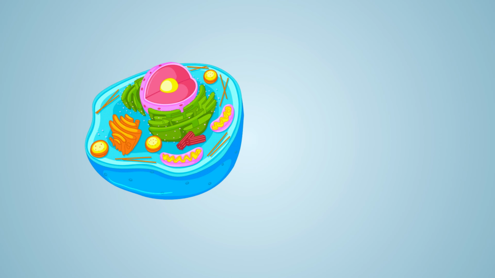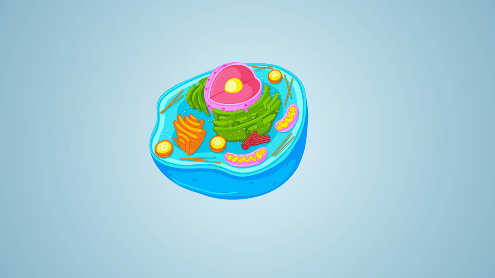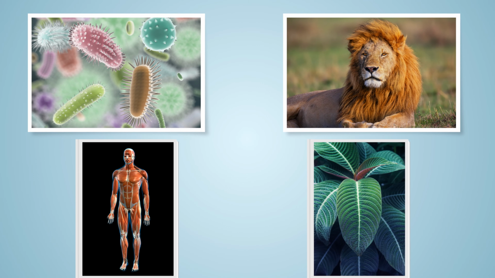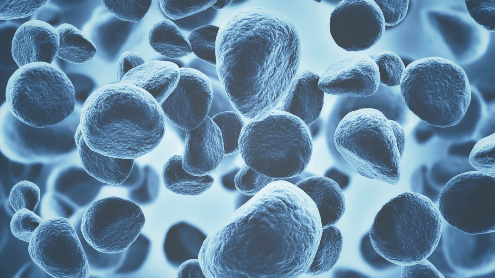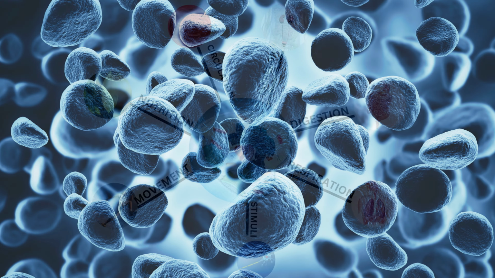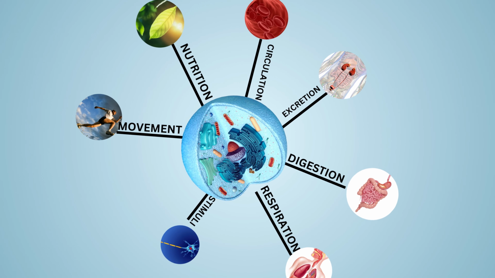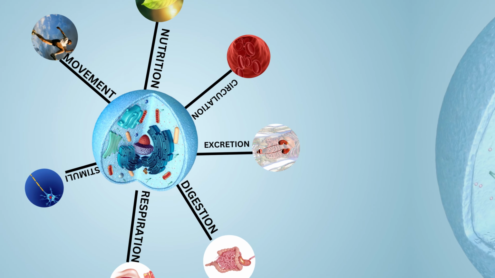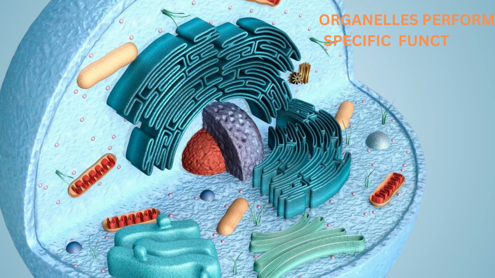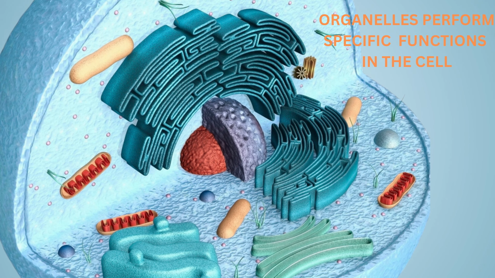The cell is the basic unit of life. All living organisms, including humans, are made up of cells. Cells are incredibly complex structures that are responsible for carrying out all functions necessary for life. Inside each cell are varieties of organelles that perform specific functions.